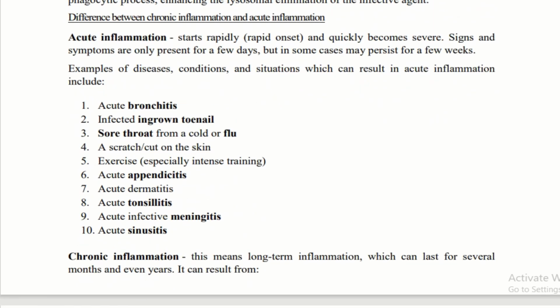Next is the difference between chronic inflammation and acute inflammation. Acute inflammation starts rapidly, or has rapid onset, and quickly becomes severe. Signs and symptoms are only present for a few days, but in some cases may persist for a few weeks. Examples of diseases, conditions and situations which can result in acute inflammation include acute bronchitis, an infected ingrown toenail, a sore throat from a cold or flu, a scratch on the skin, exercise, acute appendicitis, dermatitis, tonsillitis, infective meningitis or sinusitis. These can all cause acute inflammation.